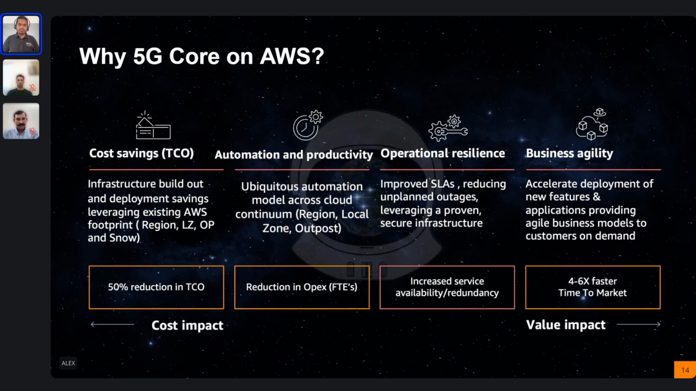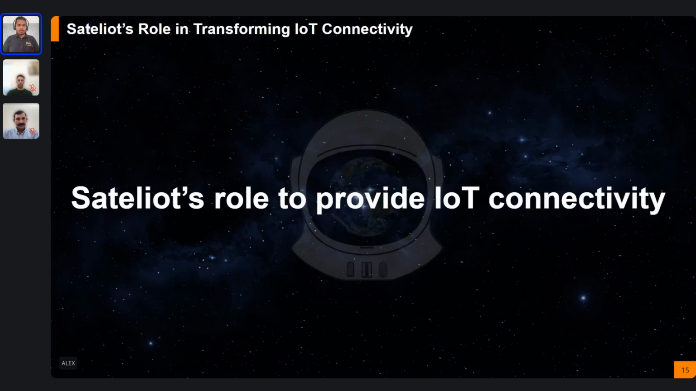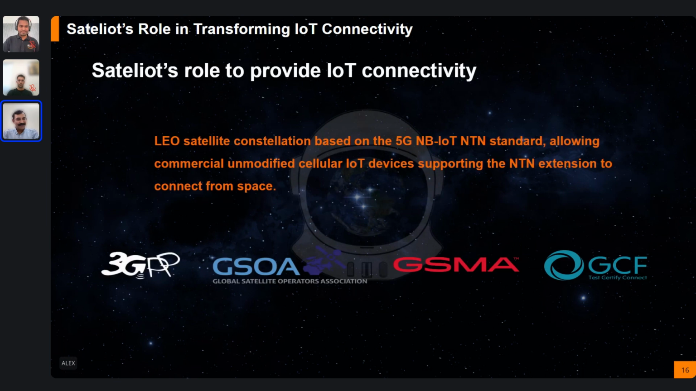really allows you to grow your business faster. So with that, I would give the stage back to Shabazz to talk about Sateliot and their role in providing IoT connectivity. Thank you, Ajit, for walking us through. Really informative, and I really like all the possibilities that we can have through AWS.